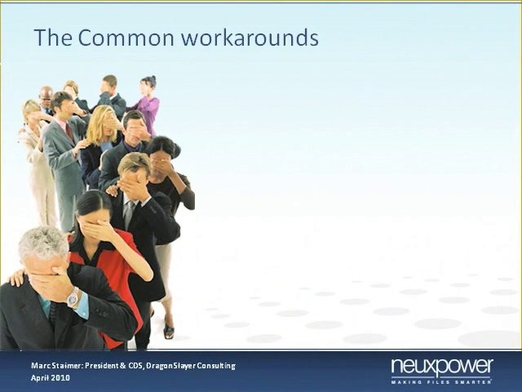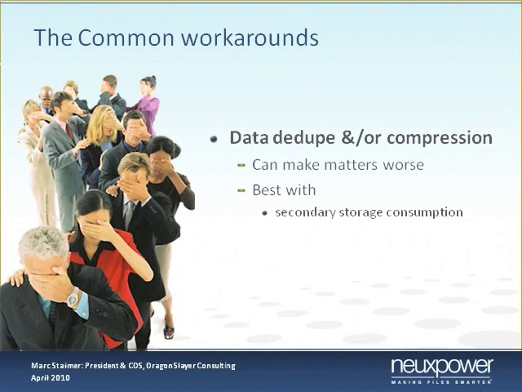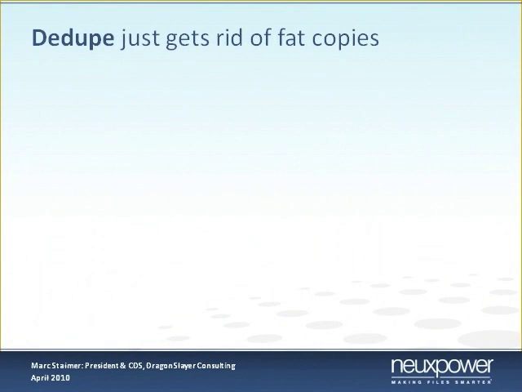Well, what about the common workarounds? What about deduplication? That should solve it, right? Or compression? Not exactly. They can make matters worse. They were designed for the secondary storage consumption problem, and they do work okay there. But on primary storage and on bloated files, not so much.